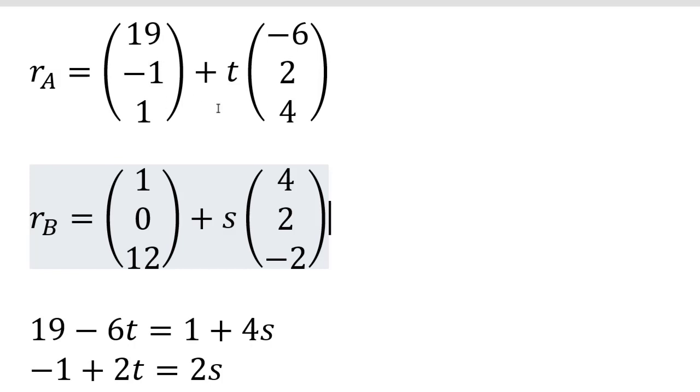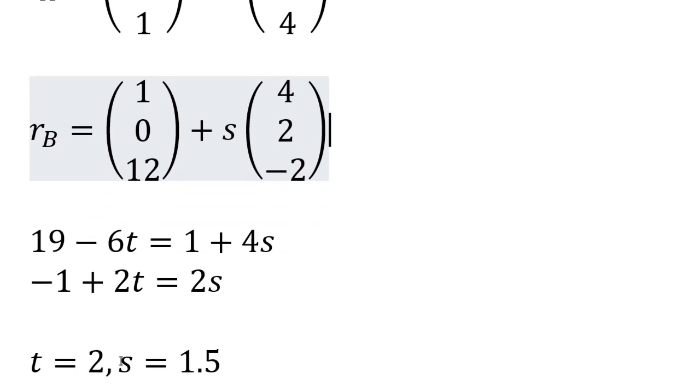Remember that the bottom component means altitude. So I'm going to just first work out in the sort of x and y direction where they cross. So I do simultaneous equations on these two, and I get t equals 2 and s equals 1.5.